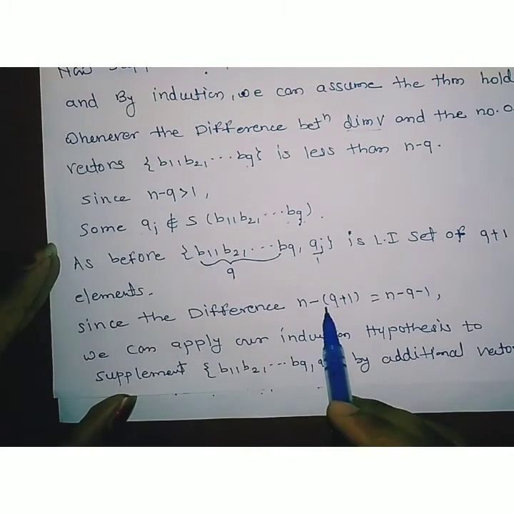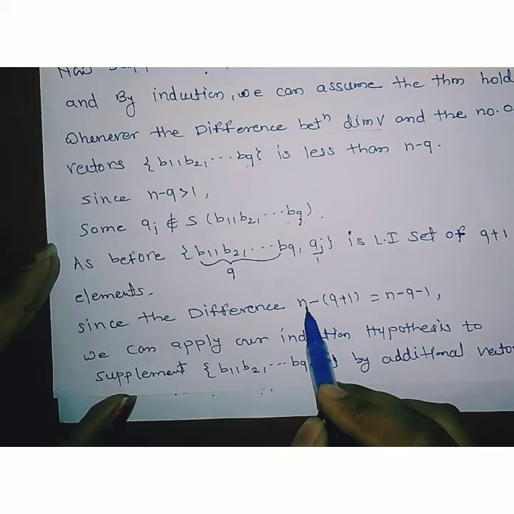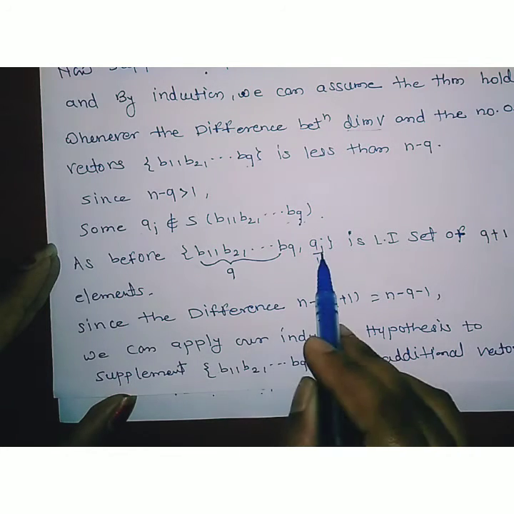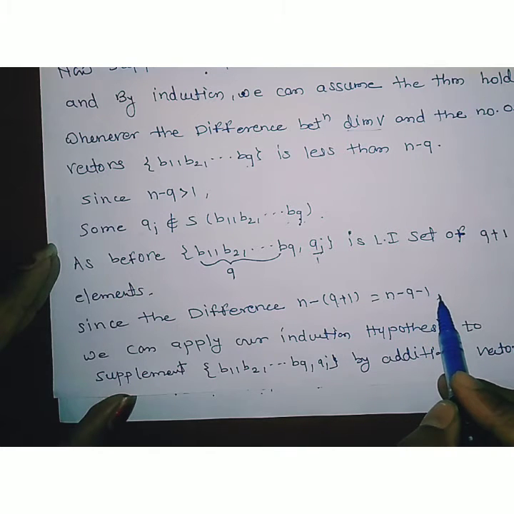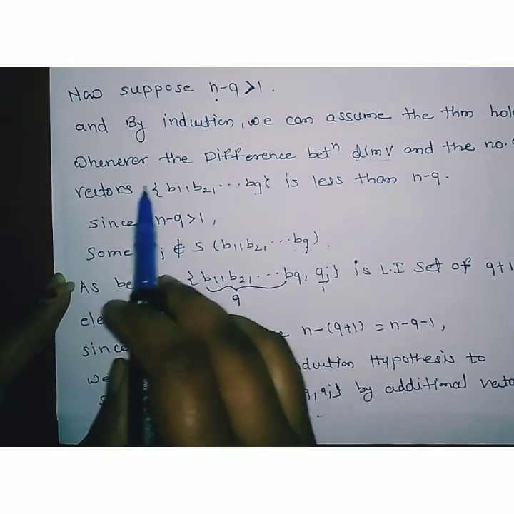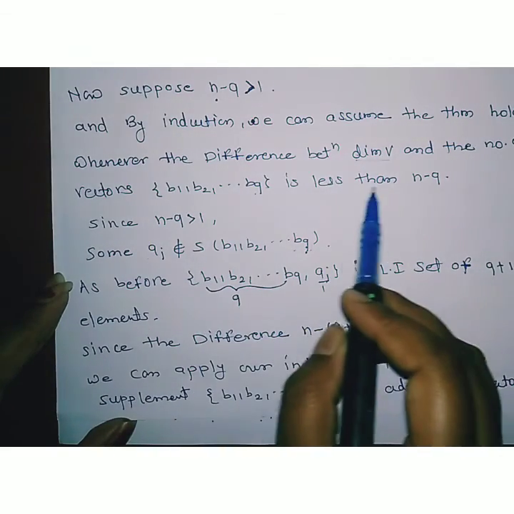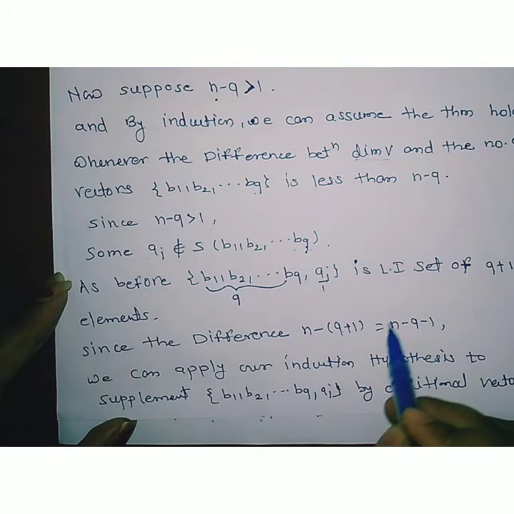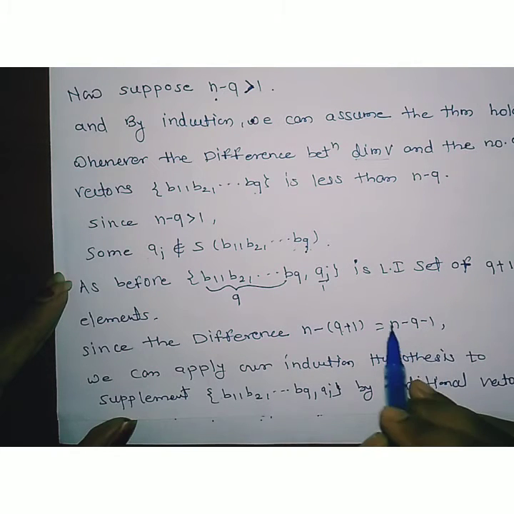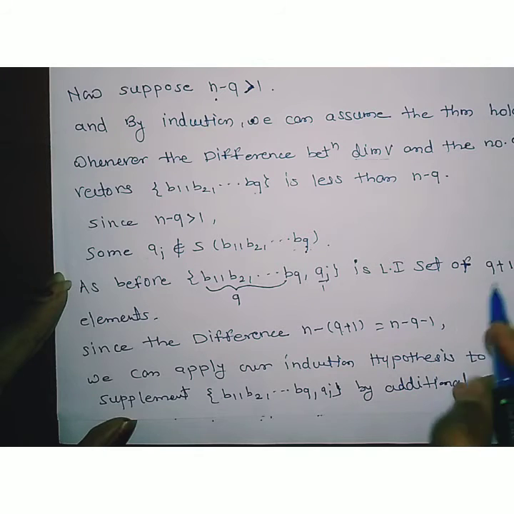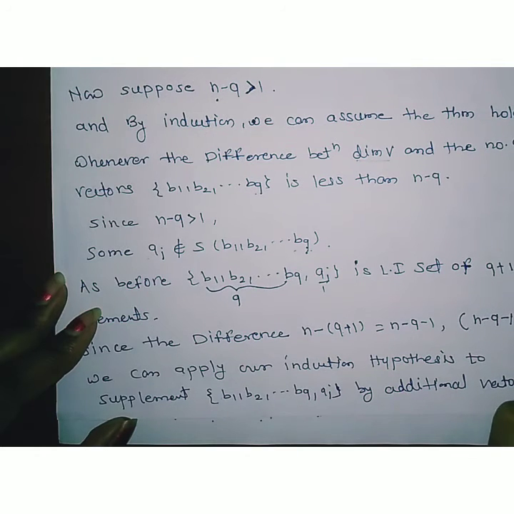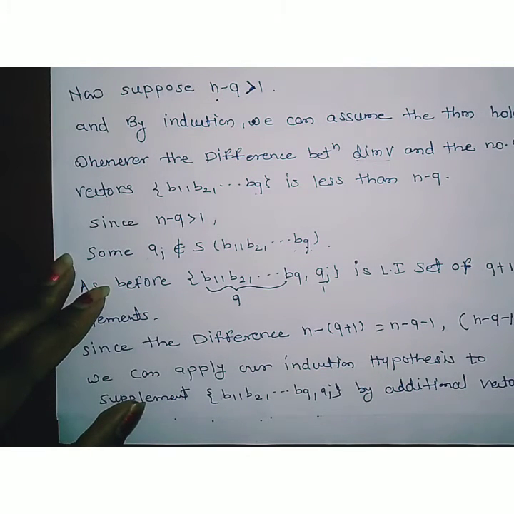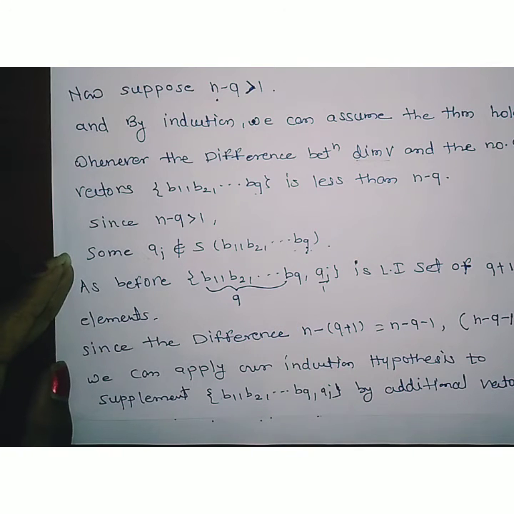Now consider the difference between the dimension of V and the number of vectors in that set: n minus (q plus 1), which is equal to n minus q minus 1. We know the theorem is true when this difference is less than n minus q. Indeed, n minus q minus 1 is strictly less than n minus q. So the theorem holds for this set also.